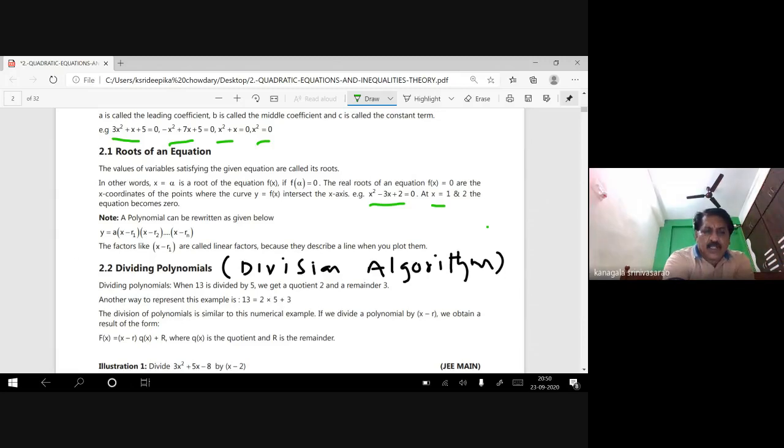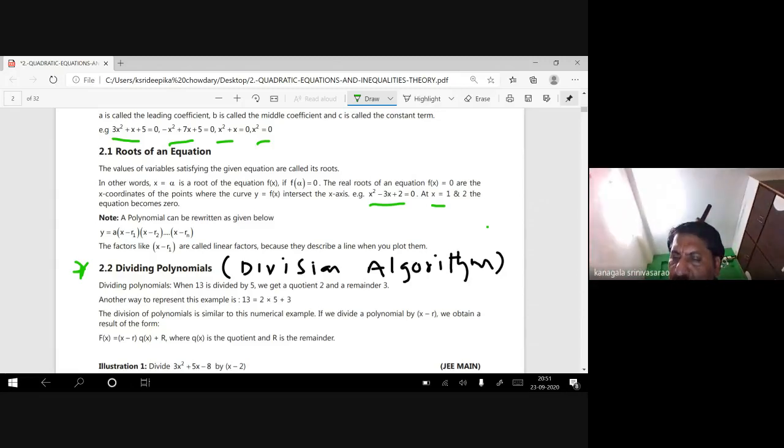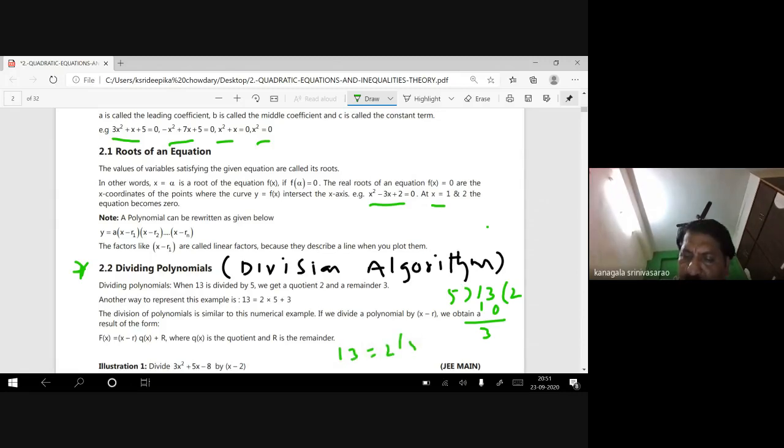Another important thing is the division algorithm. You got the same thing in school. Suppose I divide 13 with 5. It goes 2 times exactly, since 2 fives are 10. The remainder will be 3. Therefore 13 can be written as 2 into 5 plus 3. Here 3 is called the remainder.